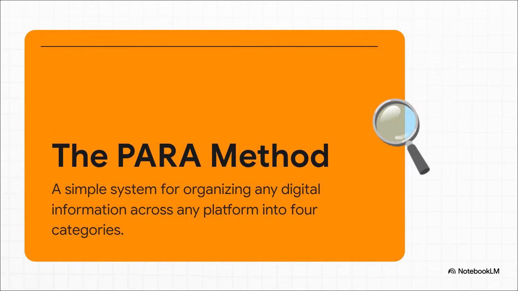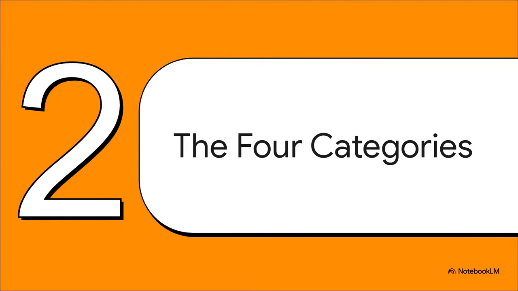The real magic of PARA is just how simple and universal it is. I mean, it doesn't matter if you're a Google Drive person, an Apple Notes fan, or just using the folders on your computer. The logic is always the same, just 4 categories, all organized by how actionable the information is. Okay, so what are these 4 magical folders that are supposed to hold your entire digital life?